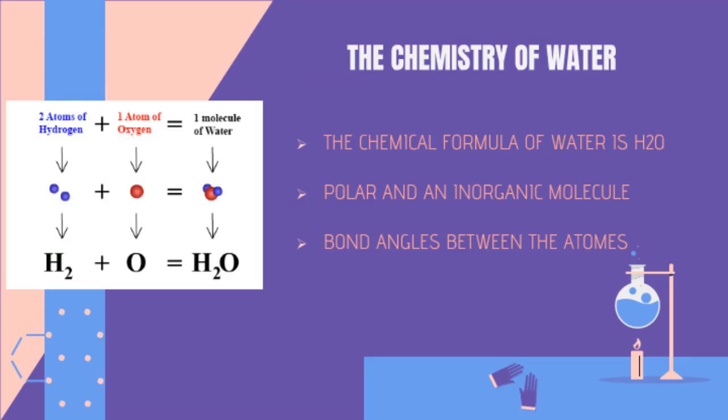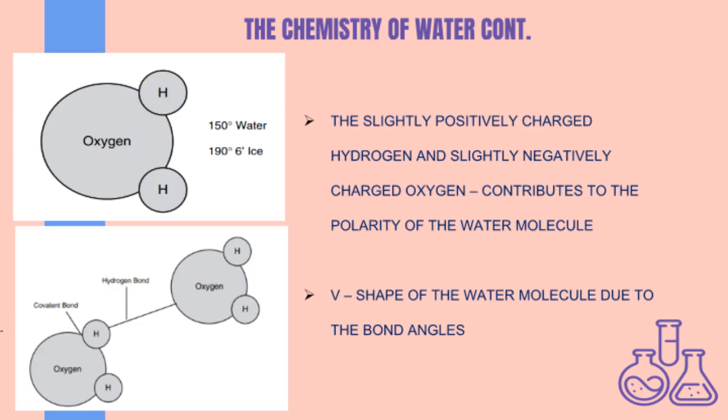To begin this section of the presentation, we are first going to state the chemical formula for water, which is H2O. Water is a polar and inorganic compound, which means that it does not have carbon present in it. At room temperature, water is in the liquid form. Water is a polar molecule because of the bond angles between hydrogen and oxygen. Water contains strong covalent bonds that hold the two hydrogen atoms and one oxygen atom together.